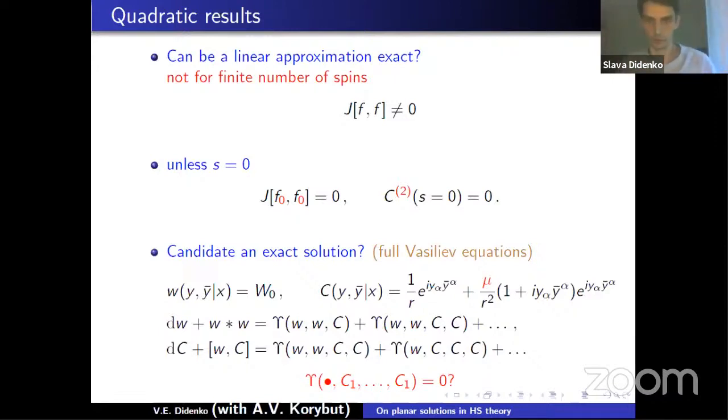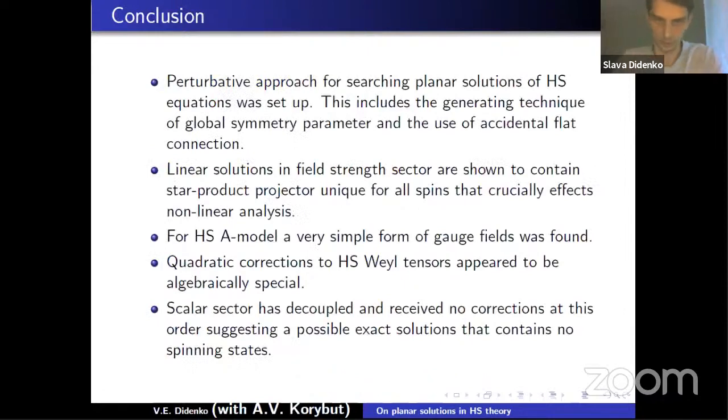So I'm ready to conclude. What has been done: we set the stage for a perturbative approach for searching planar solutions of higher spin equations. And this approach includes the generating technique of global symmetry parameters from AdS spacetime and the use of an accidental flat connection that was very useful. So we found a solution at the free level for the higher spin model in a very simple form that allows us to go on to the nonlinear level, and calculated the quadratic corrections that turned out to be algebraically special. They turned out to be still of D type.